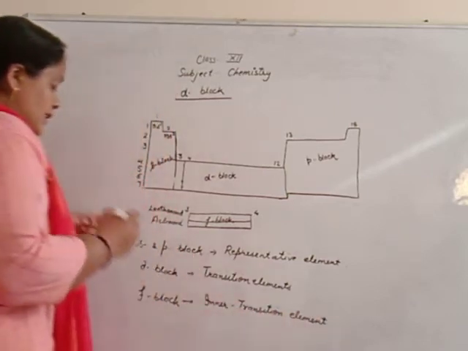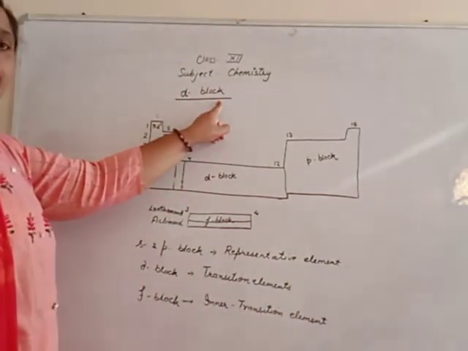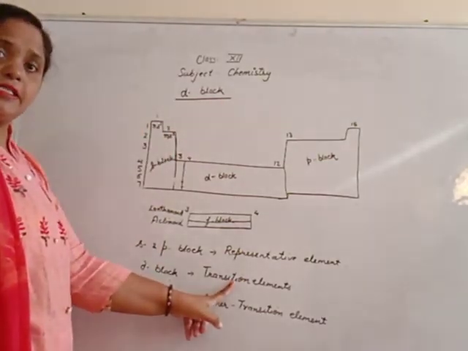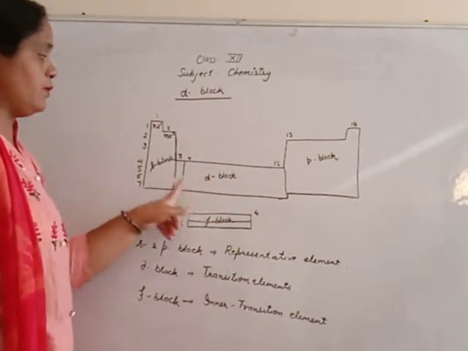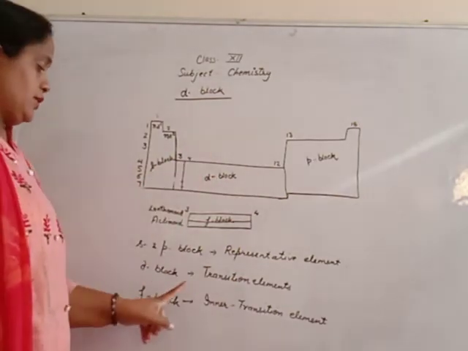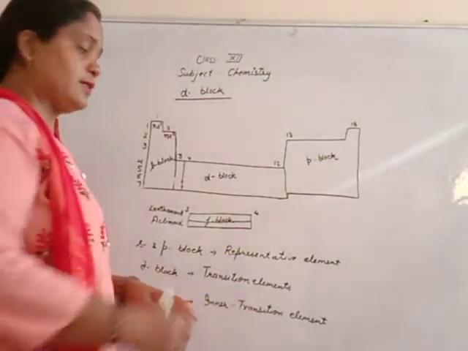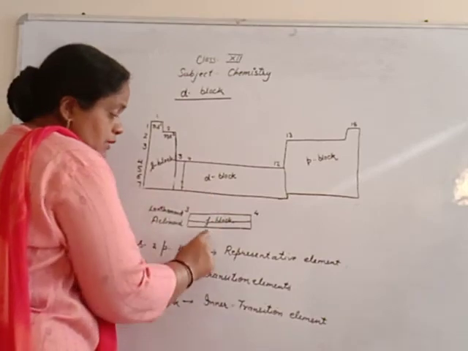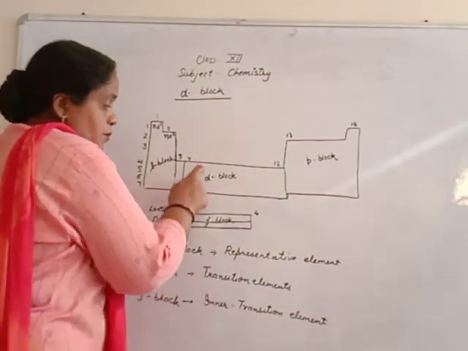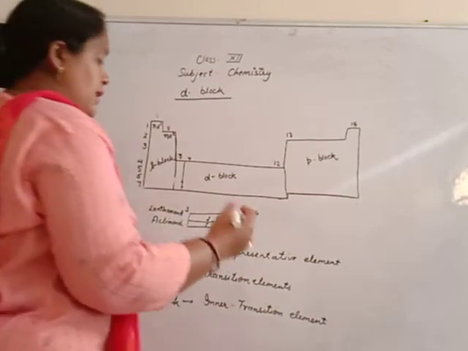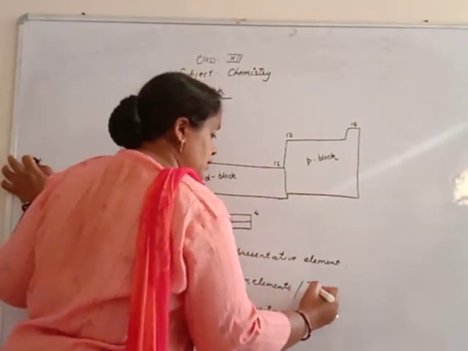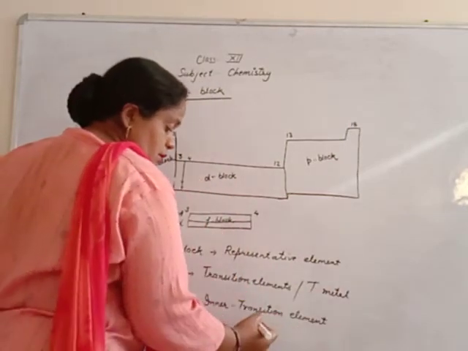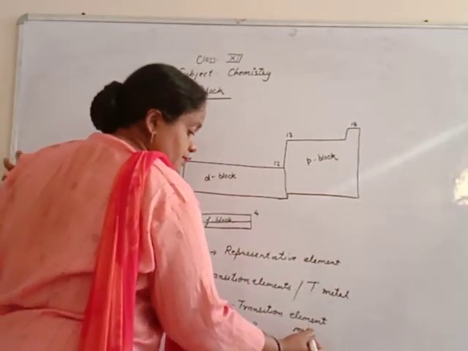Today we will discuss only the D block elements. Clear? D block elements are known as transition elements. All the elements involved in D block are metallic in nature, so these are also known as transition metals. All elements involved either in D block or inner D block, that is F block, are purely metals. So these are also known as transition elements or transition metals. These are inner transition elements or inner transition metals.